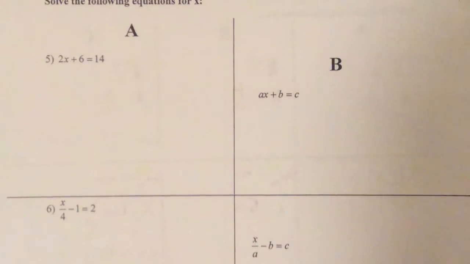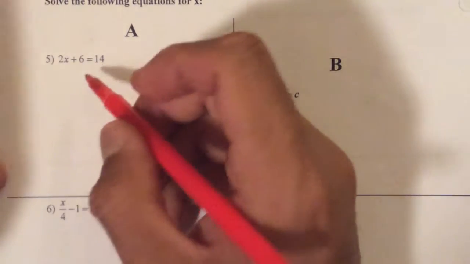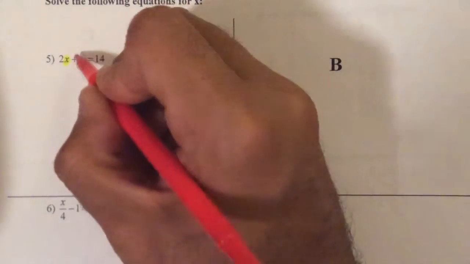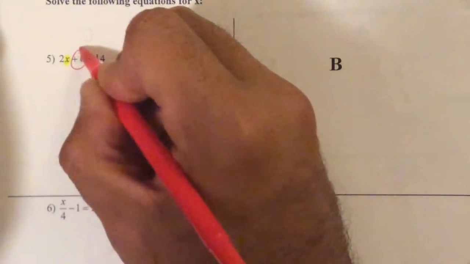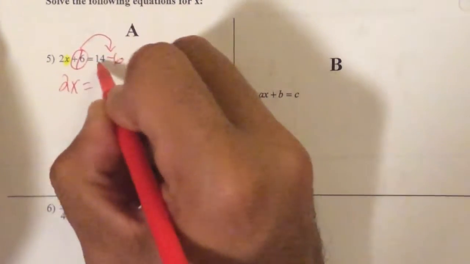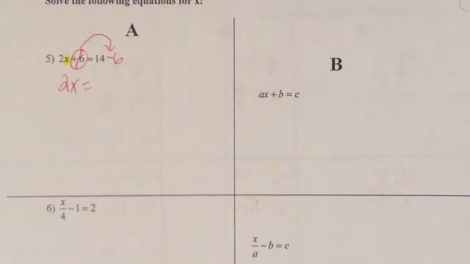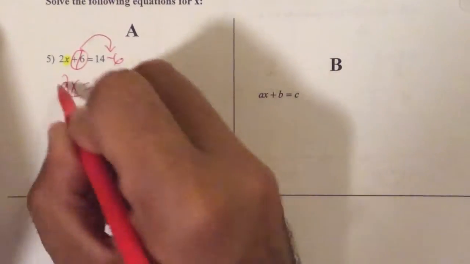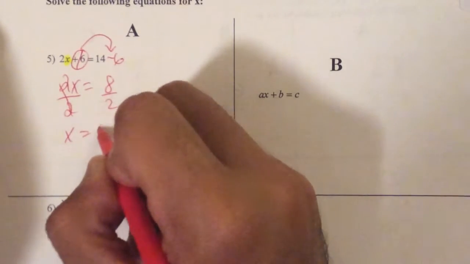Now, problem number 5. If you notice, this is a two-step equation you should recognize. So if we're solving for x, I have to move the number without the letter, okay, the constant first. So I'll jailbreak that to become a minus 6. So 2x equals 14 minus 6 gives me 8. And then I want to divide by 2. So x equals 4.